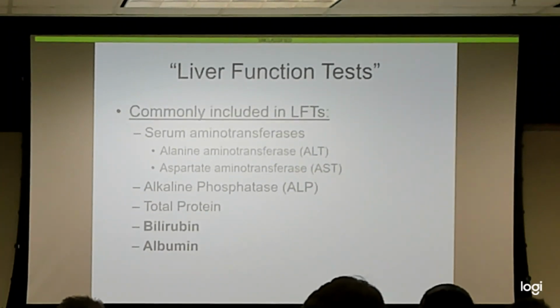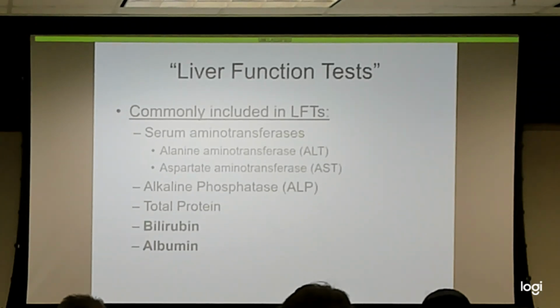So what's included in this liver function test that you're going to order? You're going to order some LFTs. You're going to have serum aminotransferases. So you're going to have ALT, AST, alkaline phosphatase, ALP, total protein in that serum. And I'm going to have bilirubin, but it's going to be total bilirubin. It's not going to be conjugated and unconjugated bilirubin. You've got to do an additional test for that. And then it's going to have the albumin in there.